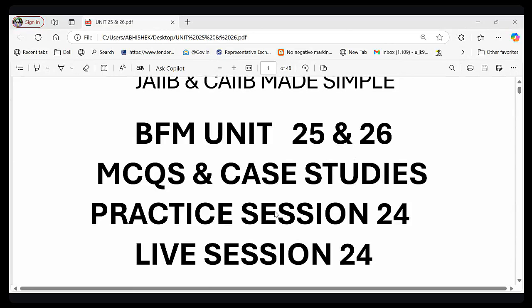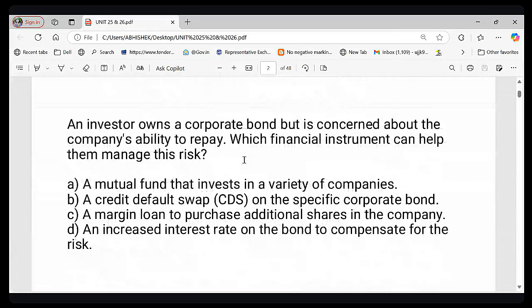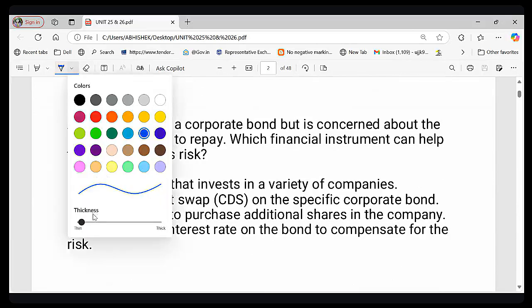Okay, all okay, fine. So let's get started with Unit number 25. This is our session number 24, and this is the first question of today's session. I hope you have pen and paper with you because we will do some numerical questions also along the side. So friends, the first question is on your screen.